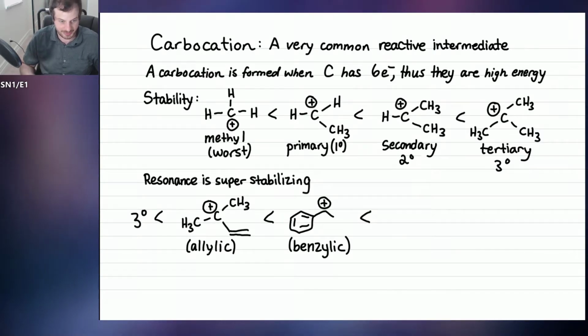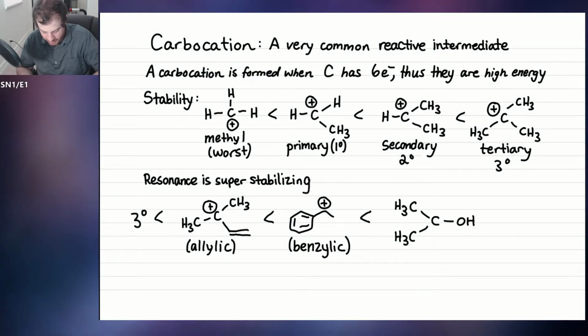It's heteroatom stabilization. So if you have a lone pair, like an OH group here, next to the carbocation, that is the most stable situation you can have because there's a resonance structure that actually completes the octet. All these allylic and benzylics disperse the positive charge, but only the heteroatom one can actually quench the positive charge. So this is heteroatom stabilized.